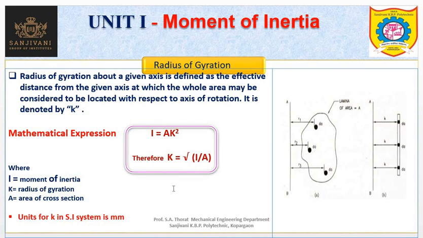The mathematical expression to calculate the radius of gyration is simply the square root of I divided by A, where I is the moment of inertia about the centroidal axis and A is the area of the cross section. As radius of gyration k is a length, its SI unit is mm. This is all about radius of gyration. Whatever content we have covered in lecture number 1 and lecture number 2 are the theory concepts we require to solve the numericals of moment of inertia. In the next lecture, we will go with the numericals on moment of inertia. Thank you.